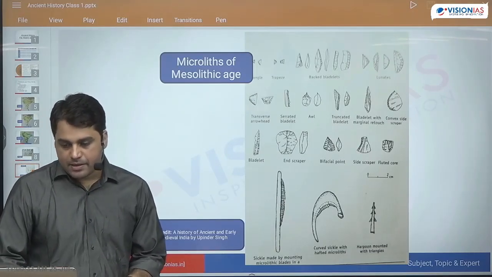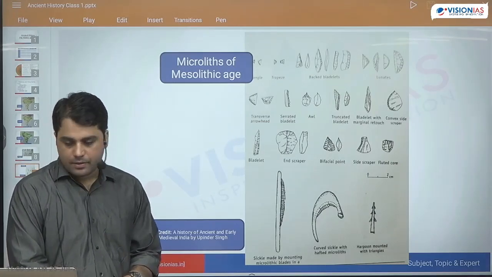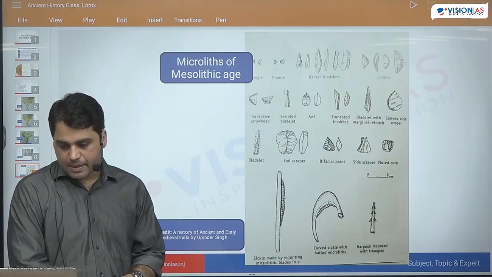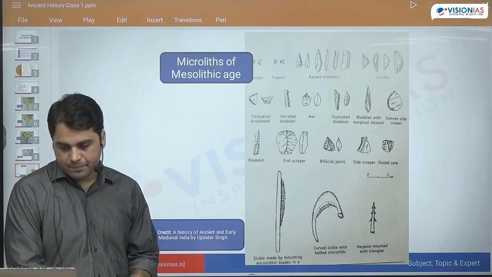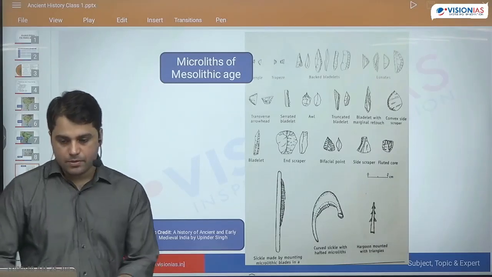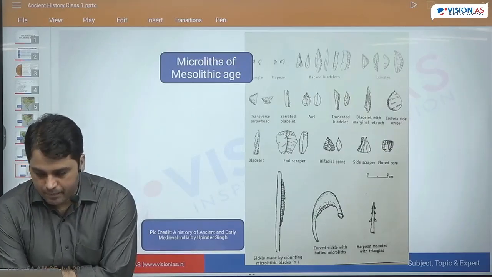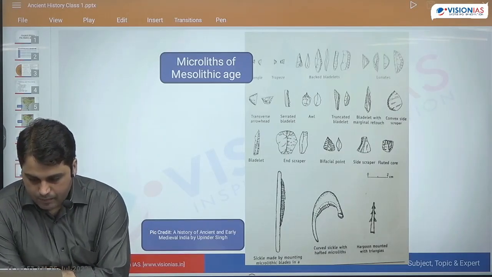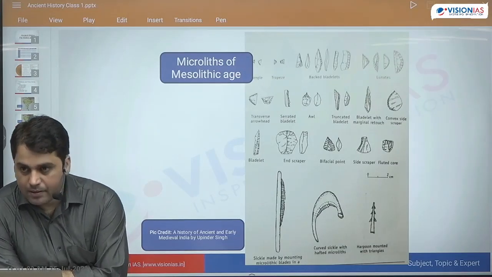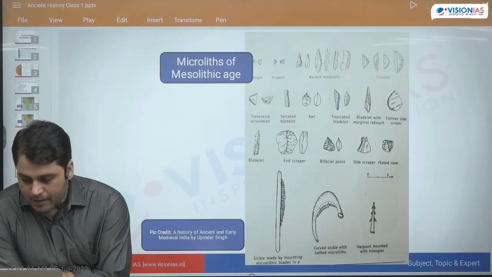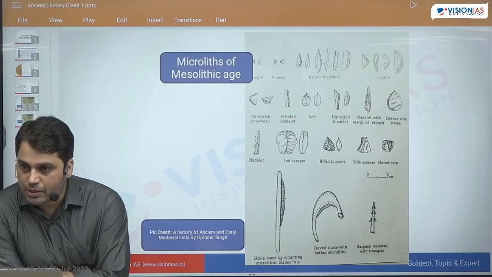The environmental condition during this period became warmer and thus more suitable for human life. Hunting and gathering remained the primary economic activity. So the earlier point was that environmental condition during this period became warmer, making it more suitable for human life.